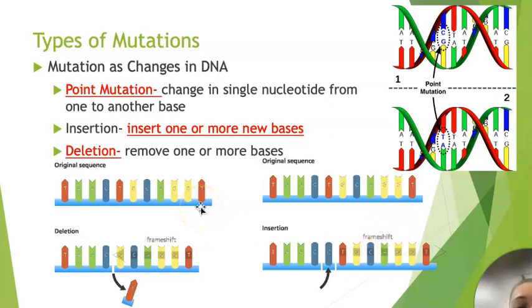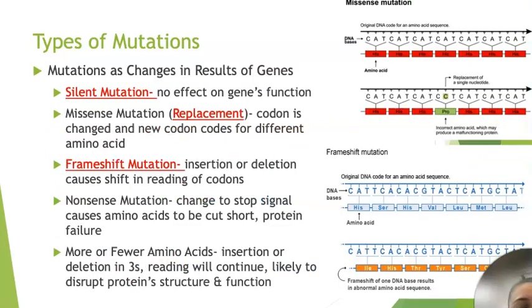Same thing happens with a deletion, where we're going to remove one or more bases. And again, the more information you add or remove, the more impactful that mutation can be, and probably detrimental. So types of mutations, we've kind of talked about this. That frame shift with an insertion or a deletion, it's going to cause a change in how we read that DNA, since we read it by 3 letters at a time.